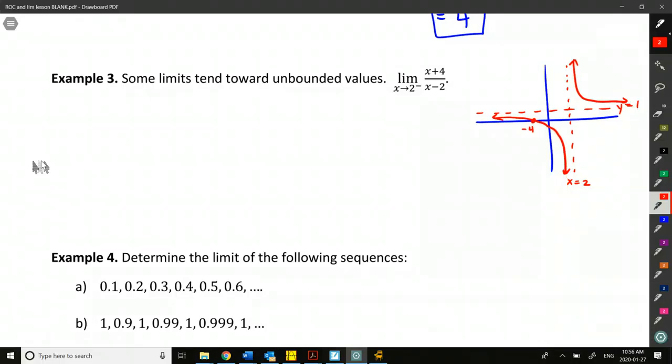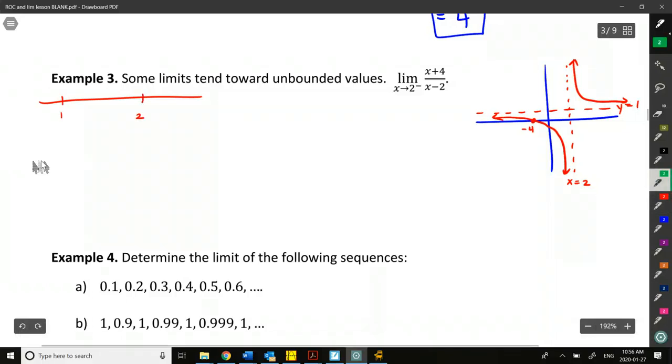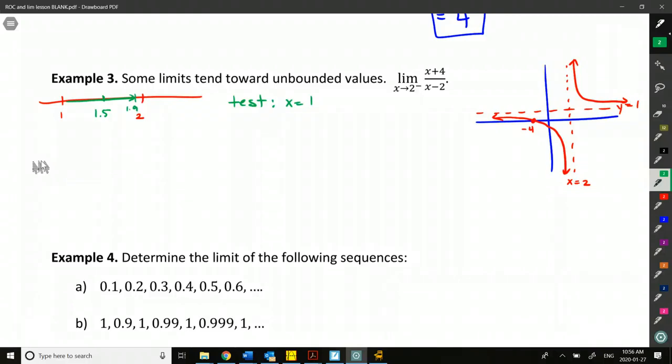But if you're not quite sure, you can always approach from the left numerically, right? So if I look at a number line, I have 1 and I have 2. And if I'm coming from the left, I can maybe do a couple tests. Maybe I can say, okay, we'll test when x equals 1, and then maybe we'll test 1.5, and then maybe we'll get a little bit closer. We'll test 1.9, something like that, right? So I'm going to come at 2 from the left. If I were coming from the right, maybe I would start with 3, and then 2.5, and then 2.01, or something like that, right? Maybe we'll test like 1.99.